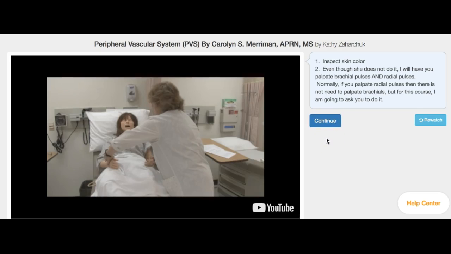So for this, I'm going to have you inspect the skin color, and even though she doesn't do it, I want you to palpate the brachial pulses and the radial pulses. Normally, if you palpate radial pulses, then there's not a need to palpate the brachials, but for this course, I'm going to ask you to do it.